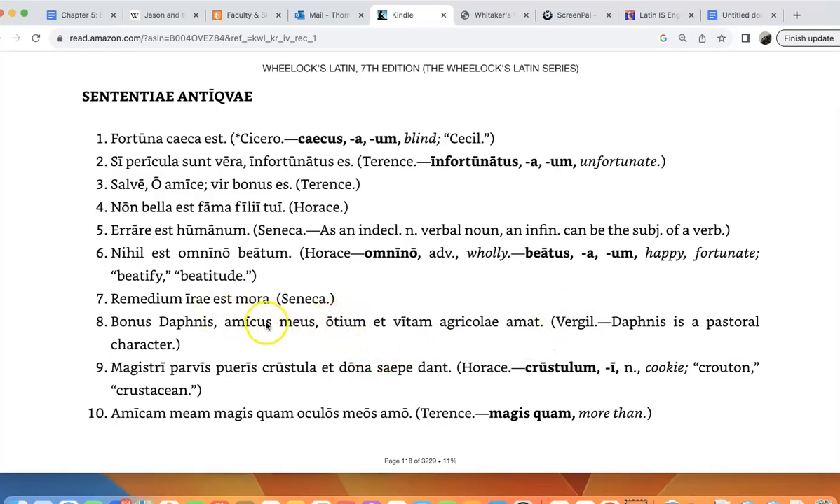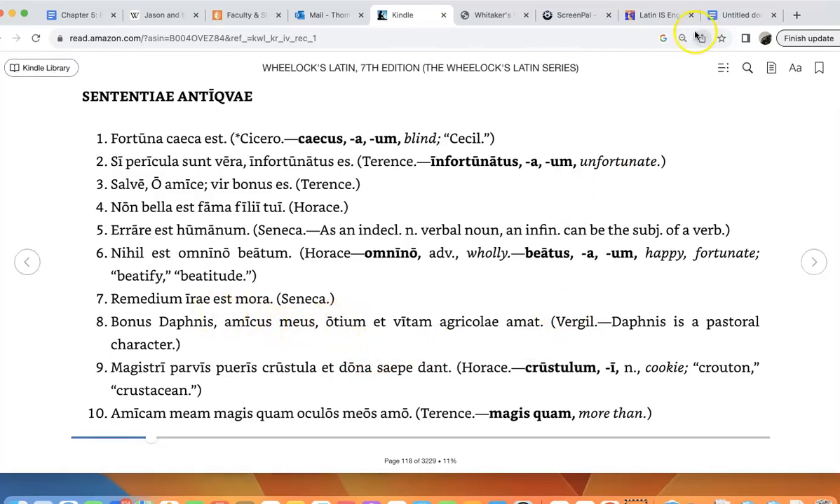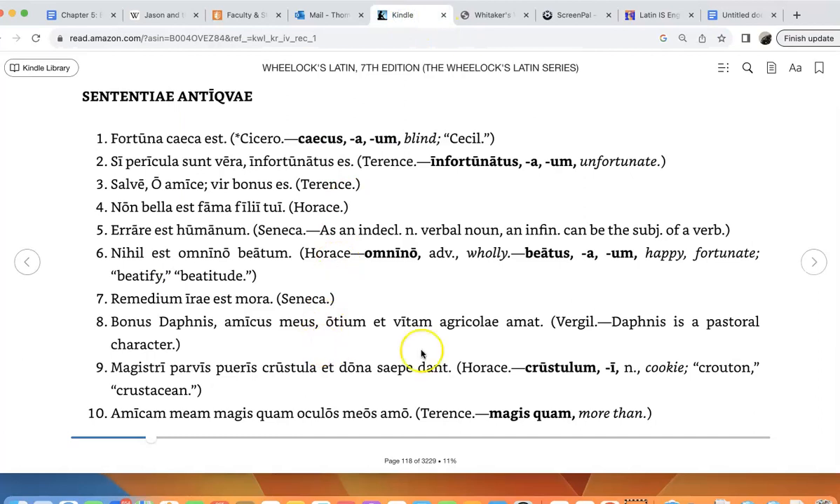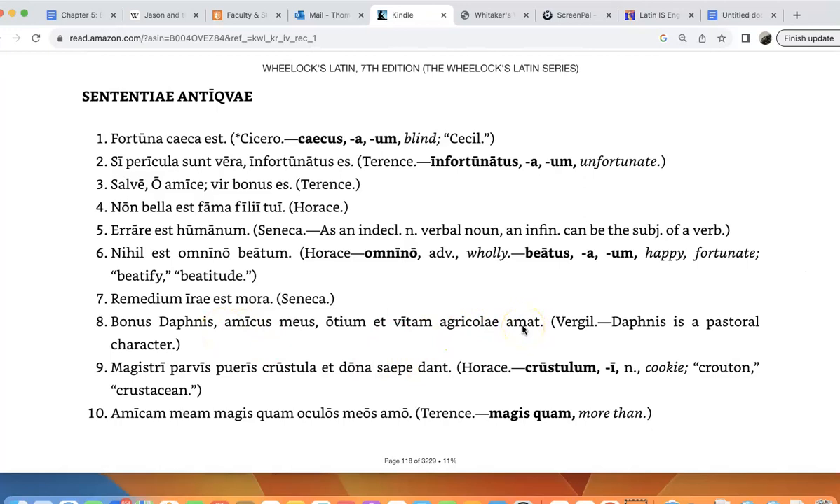But here's a good example. We have amicus meus, but then we have vitam and otium. Why? Because those are the direct objects. So otium, leisure, vitam, life, but then we have vitae, of the farmer. So we have to be able to recognize that is in the genitive, hence of the farmer. And then our verb all the way at the end is amat, which agrees with good Daphne.